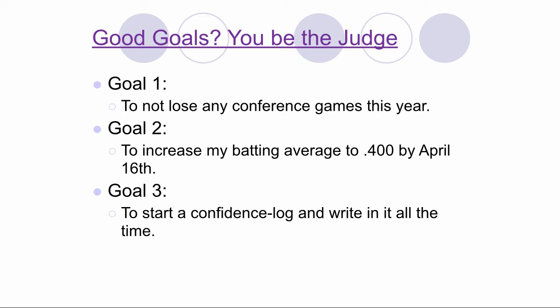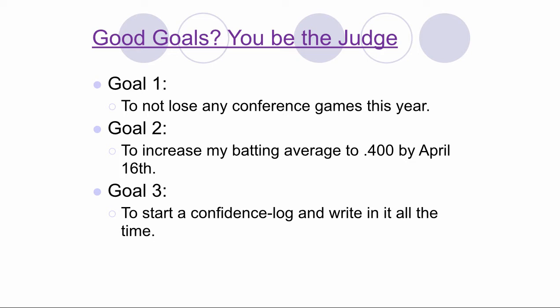Goal 2, to increase my batting average to 400 by April 16th. Definitely time-oriented, very specific. What else do we have here? It is action-oriented. There is some element of interactions with others, but it's still pretty much self-determined. So this is a pretty good goal.